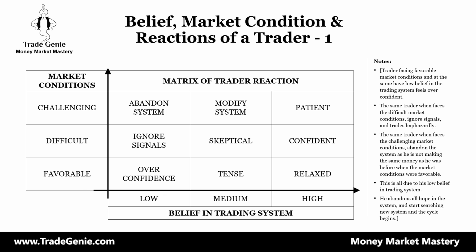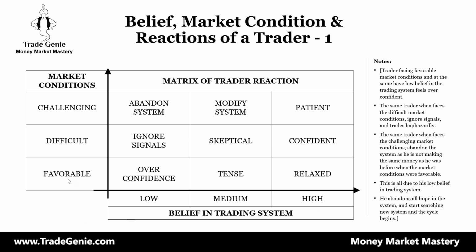When the market condition is favorable, we become overconfident. Then when the belief is making money, the belief turns into medium level, so we have some conviction, we have seen some money, and the market condition is favorable, so we still go into the tense mode. So we are in a tense mode, and when we are investing, we are mindful of our exposure level. And when the belief in the trading system is high, we know it performs very well, and we have the data to back it up.